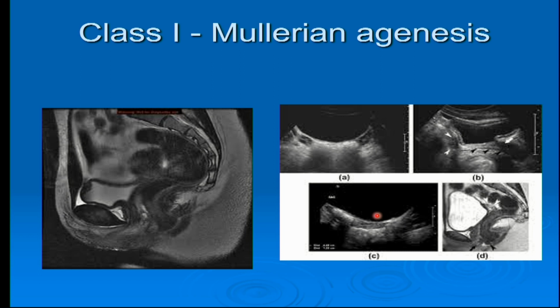One by one, we'll see examples of all these 7. First is Müllerian agenesis, total agenesis, and we can see many times the ovaries are well developed, and the uterus and vagina are severely atretic or absent. In 15 to 40% of cases, it is associated with renal abnormalities.